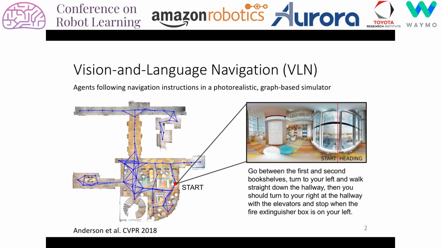Vision and language navigation, or VLN, is the task of following natural language navigation instructions in a photorealistic environment. Typically, this task is studied in a graph-based simulator in which the agent receives an instruction, such as the one shown here, and then tries to navigate along edges in the graph to arrive at the correct goal location in a previously unseen test environment.